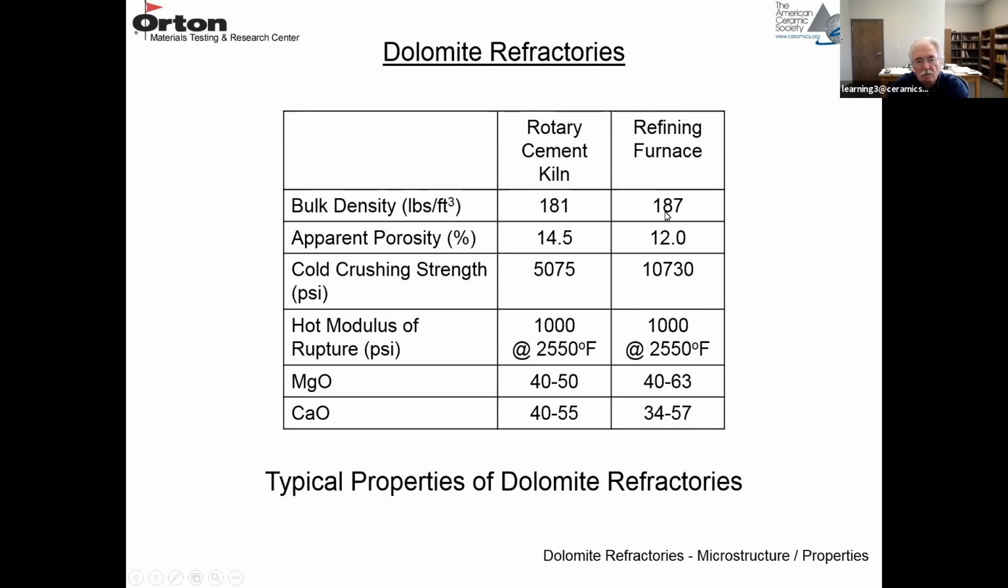The bulk density is over 180 pounds per cubic foot. The porosities are typical, in the 10 to 20% range you see for most refractories. Relatively high cold crushing strength, fairly good hot bending strength or hot MOR, 1000 at 2550 degrees F. And these are the MgO and CaO levels. A range is given for each one of these materials.